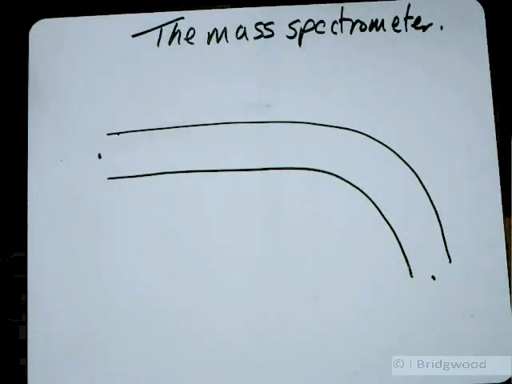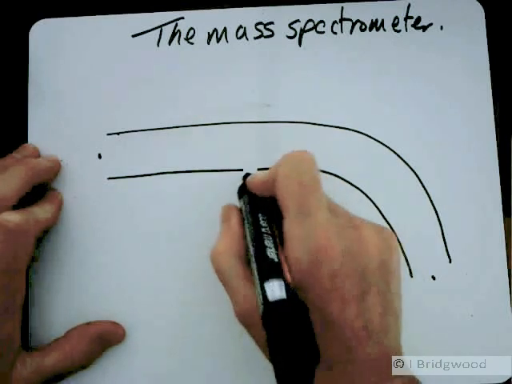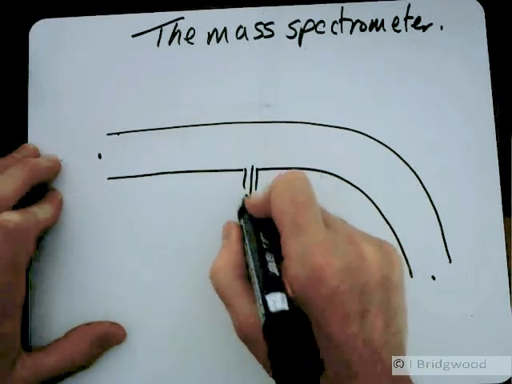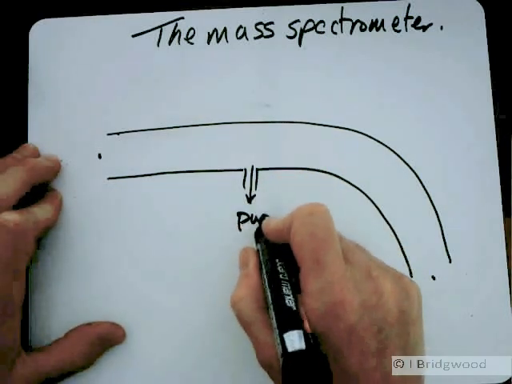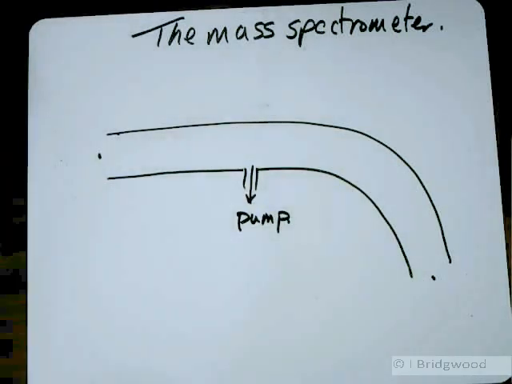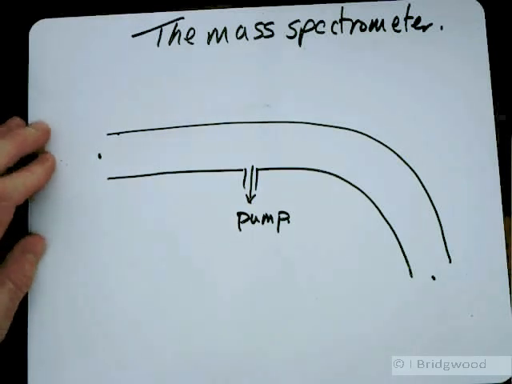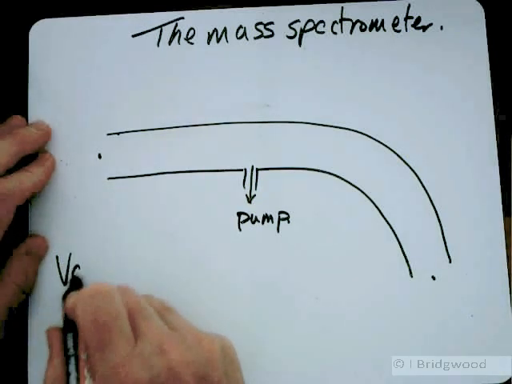Now the first thing that we have to make sure is that they can actually get there and don't bump into anything else, so therefore we need to evacuate our tube. We have to have a very strong pump so the particles will pass through a vacuum. Of course, before we can get our particles moving through that vacuum, we need to make sure that they are all completely separated. So the first step is vaporization.